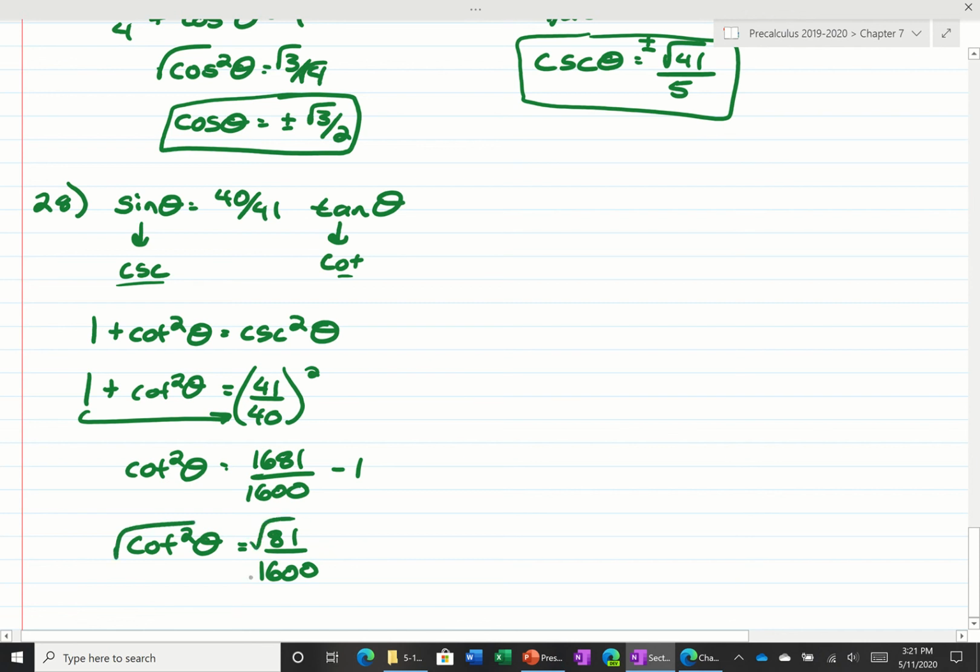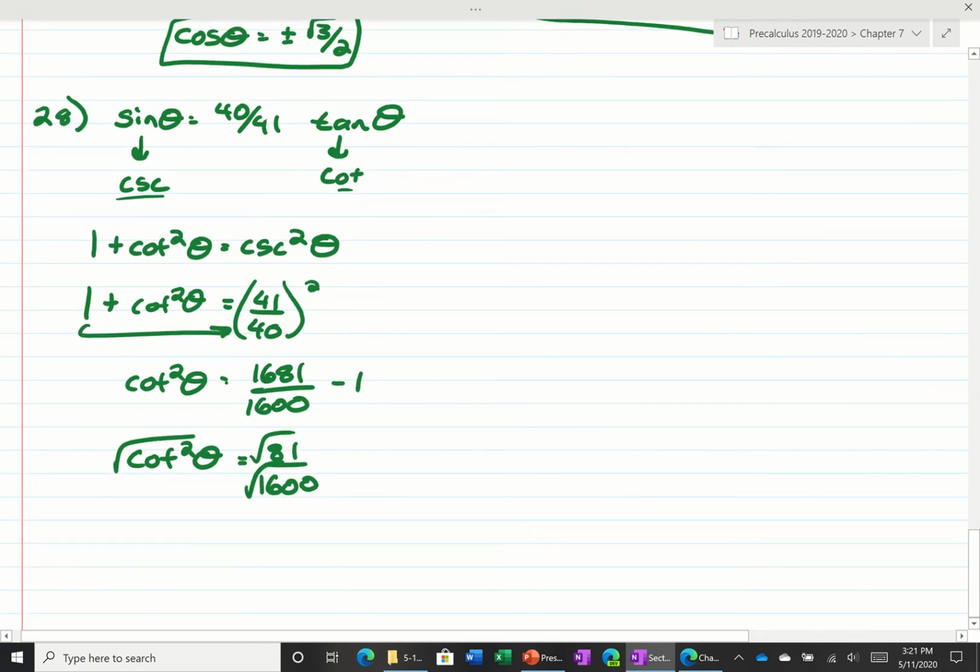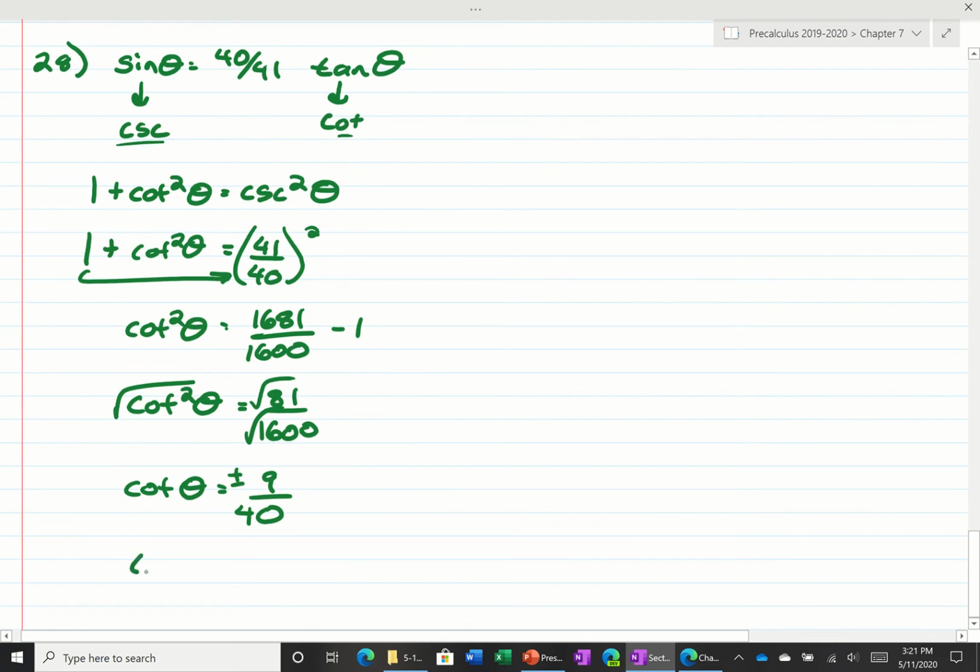Take the square root, we get plus or minus. So the cotangent of theta would be 9 over 40, but we want to know what tangent is. So to get tangent, we just take the reciprocal. And tangent of theta would therefore be plus or minus 40 over 9.